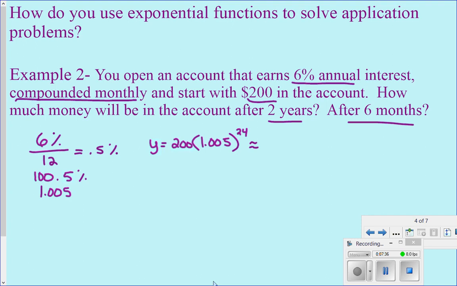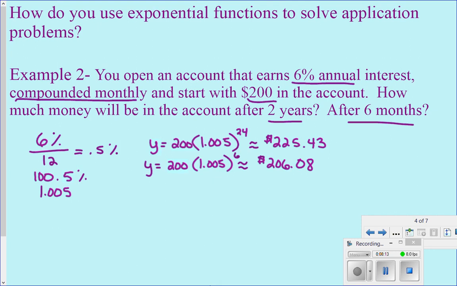And when I do that, I get $225.43. So same equation to figure out 6 months. But when we're entering our exponent, remember, number of months is the exponent because it's a monthly multiplier. So I just enter 6. And when I do that, I get $206.08.